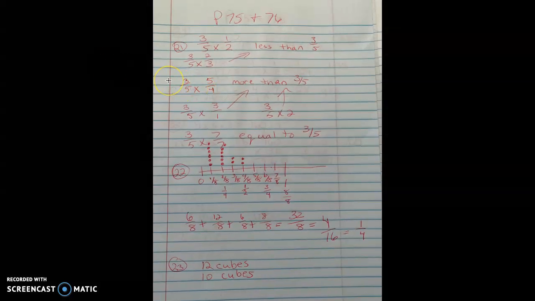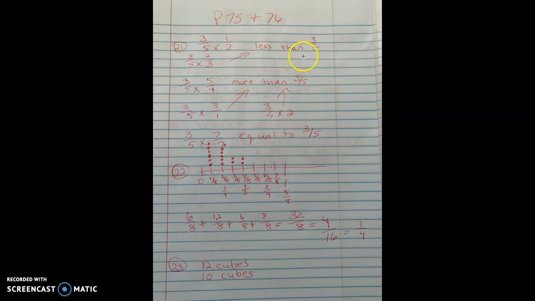Okay, question 21. So again, when I multiply by 1/2, that's less than 3/5. When I multiply by 5/4, because that's more than 1 whole, your answer is going to be more than 3/5. And when I multiply by 3/1, again, that's more than 3/5. When I multiply by 2, that's more than 3/5, because all of these numbers right here, 5/4, 3/1, and 2 are greater than 1 whole, so your answer is going to be greater than 1 whole. 7/7 is equal to 1 whole, so when I multiply 3/5 times 7/7, it's going to be equal to 3/5.